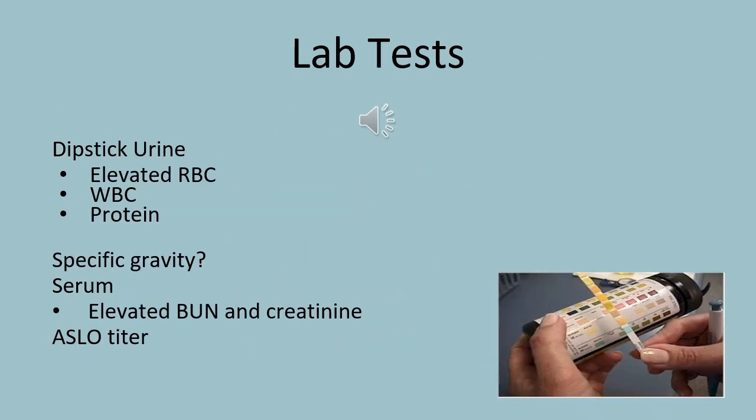Laboratory tests may include a urine dipstick to check for the presence of red blood cells and protein. A urine-specific gravity may be monitored to determine how well the body is filtering waste. BUN and creatinine are going to be analyzed to determine if damage is occurring to the kidneys. And an ASO titer may be ordered to determine if an exposure to group A strep has occurred.